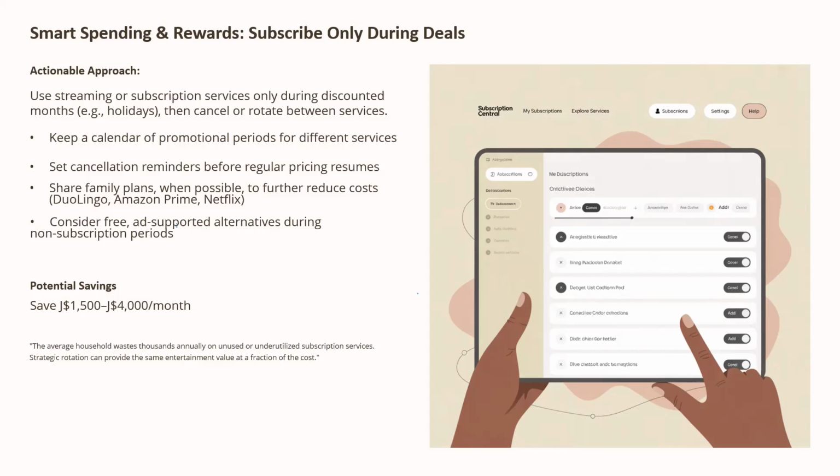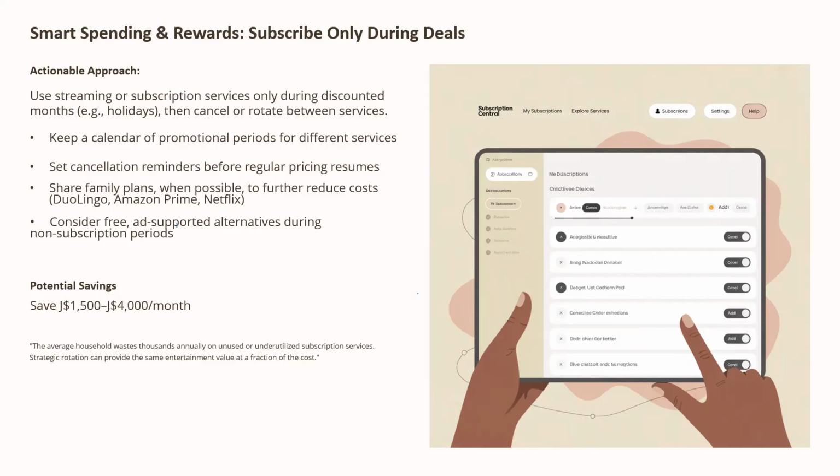For subscriptions, what you can do is use streaming or subscription services during the discounted periods or their promotional periods, and then you can rotate between services. So if you don't habitually use a service, for me, that is Adobe, for example. I don't use Adobe all the time, or LinkedIn. I don't use LinkedIn Premium all the time. But from time to time, they will reach out and say that they have this promotion where you will get 2 months for the price of one. And that's when I will resubscribe to that service.